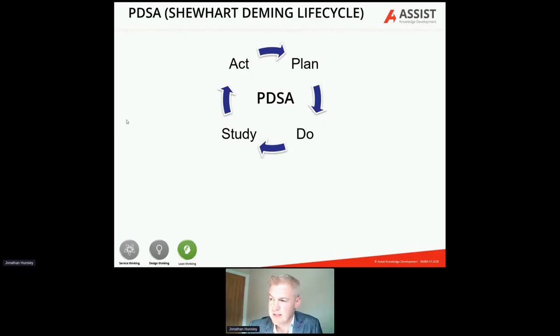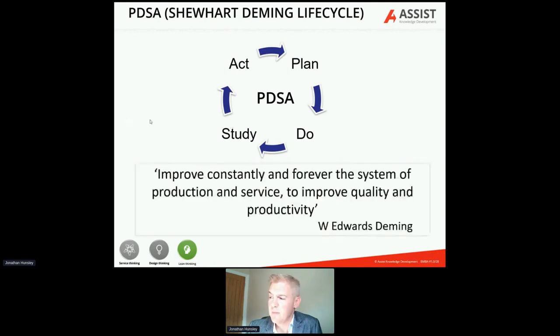And I'm just going to finish this lean thinking section with a quote from one of my favorite authors and thinkers in this space, and his name is Deming. He's sometimes referred to as the godfather of lean, and he cajoles us and encourages us to improve constantly and forever the system of production and service. And for me, that's part of the goal of business analysis, for us to challenge how can we improve our organizations, how can we improve quality, how can we improve outcomes for our customers of our organizations.